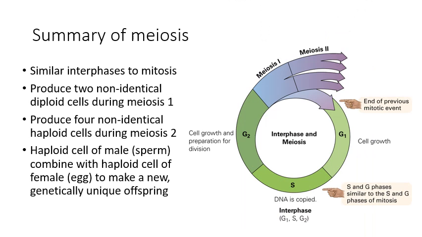Is that a suitable answer? Great. So, in summary, meiosis is similar to mitosis, especially during interphase, and the individual steps of meiosis 1 and meiosis 2 are very similar to those of mitosis. But it's also very different because we're not producing identical cells in meiosis. We end up producing haploid cells, which for a male will be sperm and for a female will be the egg, that can then combine to create genetically unique offspring.